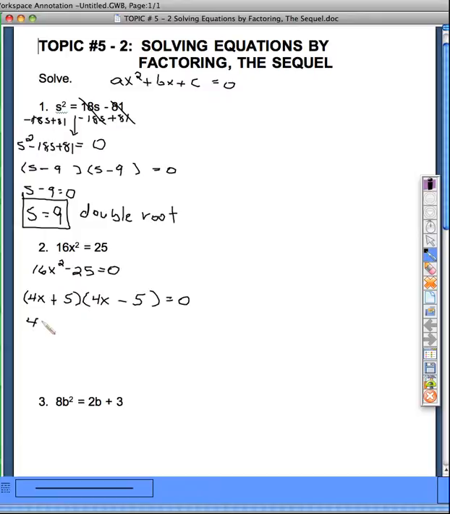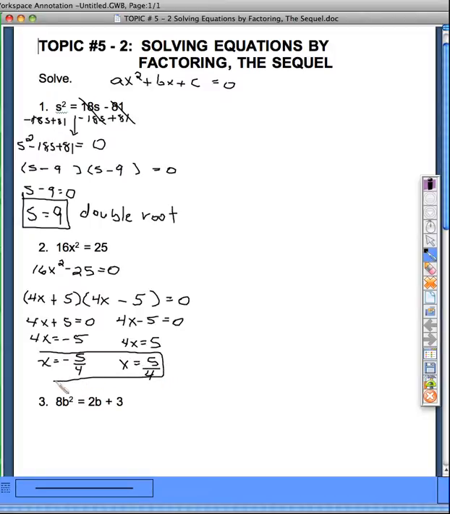So we're going to set each factor equal to 0 and solve it for x. So this will be 4x equals negative 5. Dividing by 4, x is equal to negative 5/4. And this one, you'll have 4x equals positive 5, and dividing that, you get x equals positive 5/4. And that makes sense because our factors are the same but different signs. Our answers, the values of x that would make those 0, will be the same but different signs.